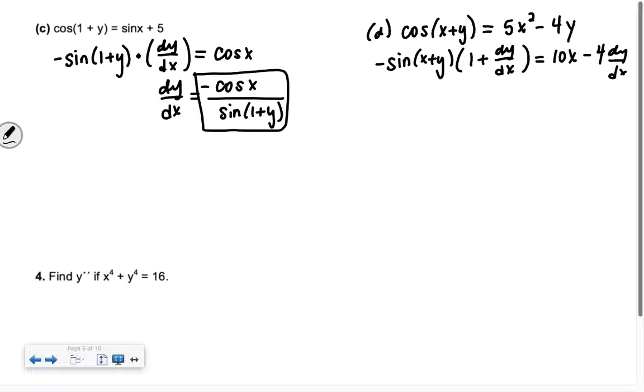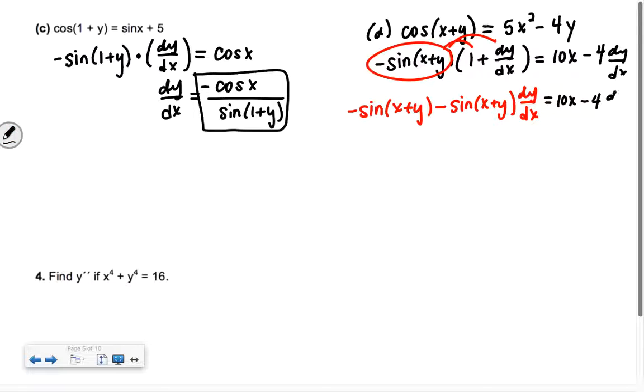Should you distribute it? You should. Yeah, you should distribute the negative sign. That was really helpful. So you're distributing it in. When we do that, we get negative sine of x plus y, and then minus sine of x plus y times dy over dx. And then that's all equal to 10x minus 4 dy over dx.